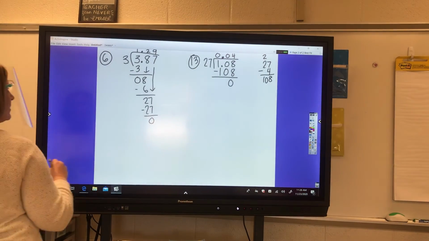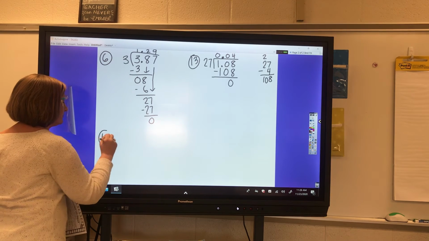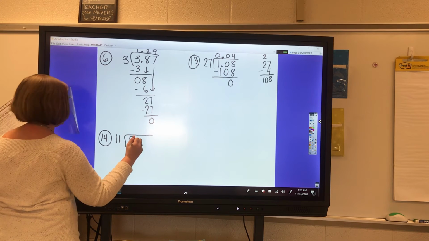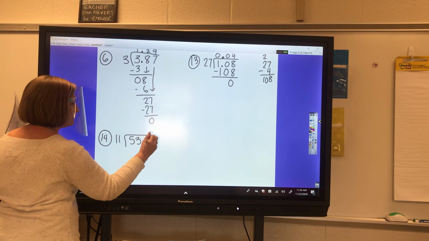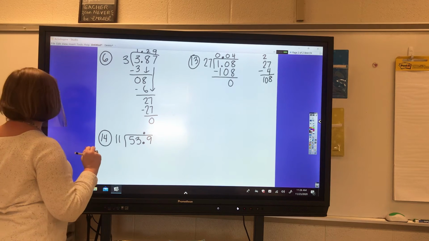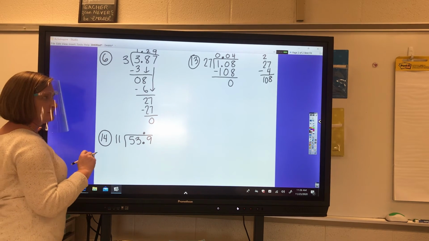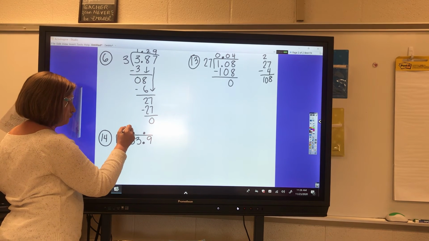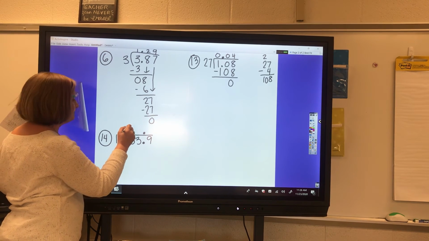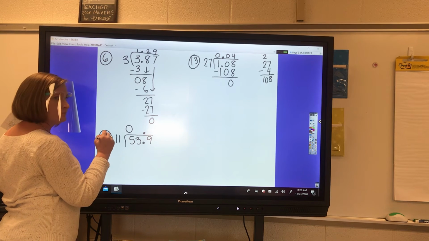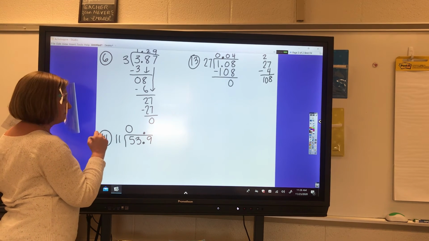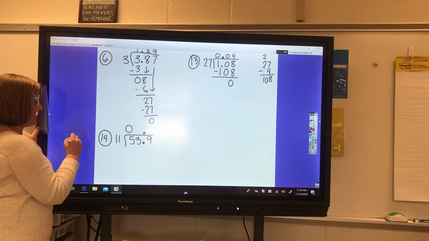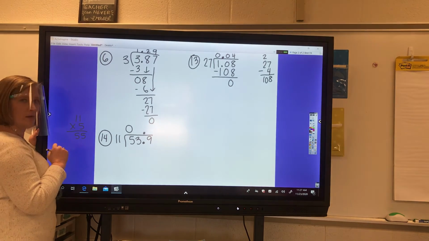All right, let's look at number 14. 14 also has a double-digit divisor. How many times will 11 go into 5? None. 53. 5. All right, 11 times 5 is what? 55. So can we do 5 times? No. We're going to have to do 4.